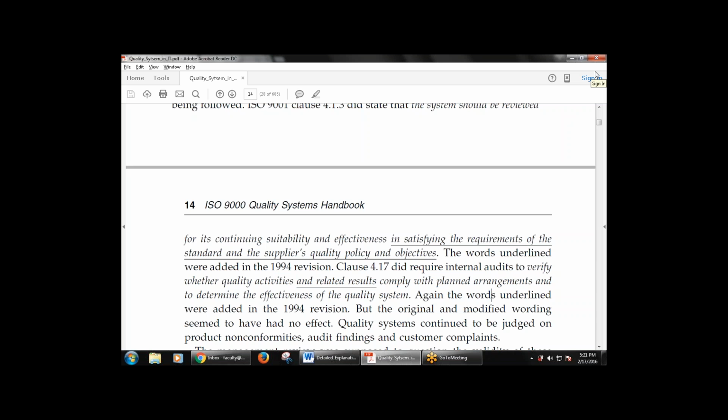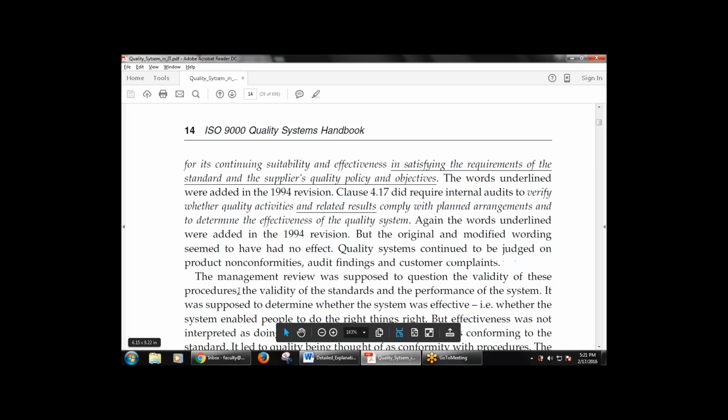There is no effect in this one, and the quality system continued to be judged on the product nonconformities, audit findings, and customer complaints. So whatever the customer complaint, that is carried out with the quality systems. Now, this is one of the important points: the management review was supposed to question the validity of these procedures, the validity of the standards and the performance of the systems.